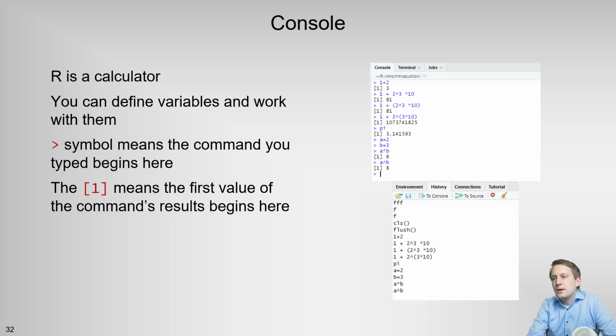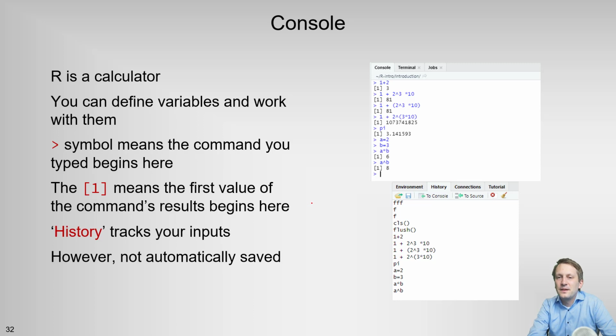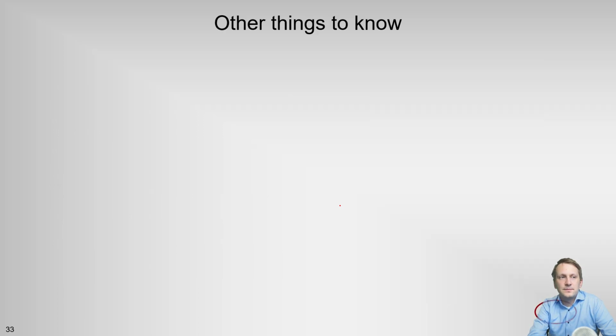On the top right-hand side of your RStudio, you have the history, and that tracks your input. Whatever I've typed in, it will track there. However, the history is not automatically saved. You can save it, but it's not automatically done.